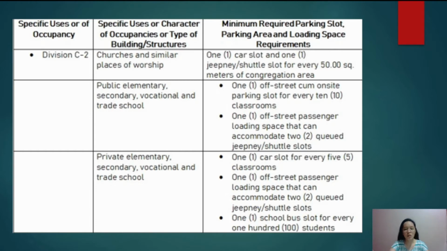Next, still under Division C-2, we have here private elementary, secondary, vocational, and trade school. For its minimum required parking slot, parking area, and loading space requirements, we have one car slot for every 5 classrooms, one off-street passenger loading space that can accommodate 2 queued jeepney or shuttle slots, and lastly, one school bus slot for every 100 students.